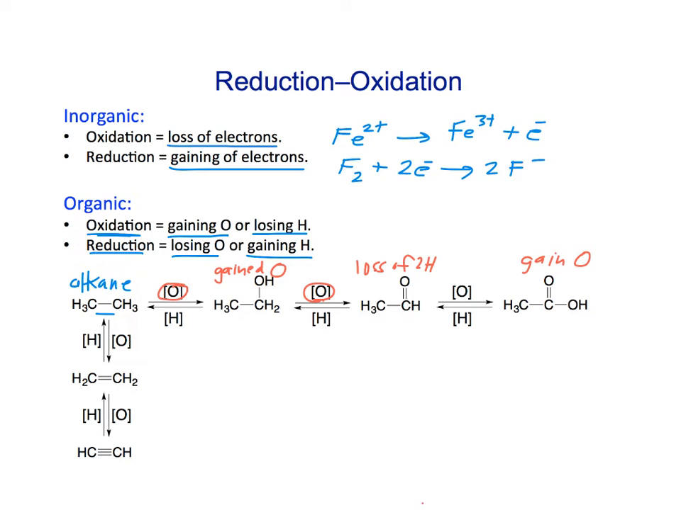Another pathway of oxidation from an alkane is to go down here to an alkene. So when we go to an alkene, we're oxidizing and we're losing two hydrogens. If we oxidize again, we get to an alkyne, which also involves losing two hydrogens. So going from alkanes to alkenes to alkynes are oxidations. Going the opposite direction from alkyne to alkane is reduction.